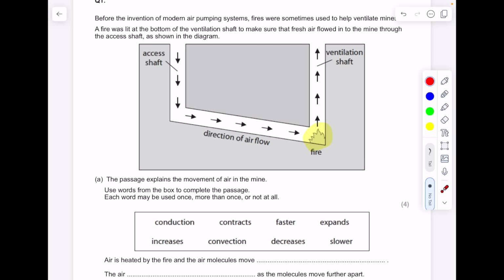So what happens is when you light that fire, the air molecules vibrate more, they move faster and gain kinetic energy. They spread out, the air expands and becomes less dense. The hot air rises. Cooler, denser air falls down to replace that lost air, setting up a convection current which helps to make sure that fresh air is constantly supplied to the ventilation shaft.